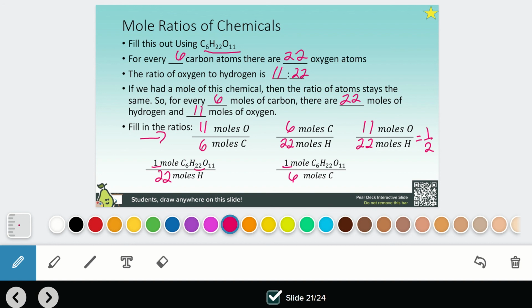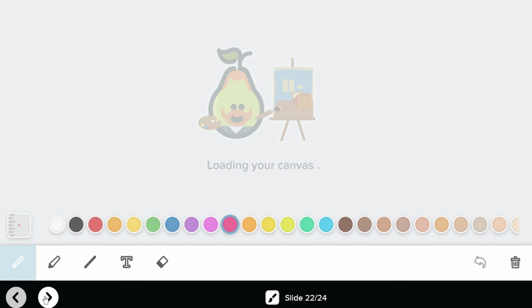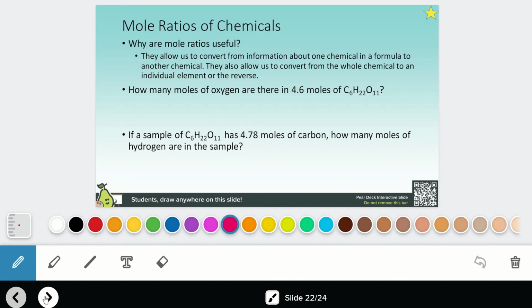All right, so we can form lots of different ratios. Now, what do we do with them? Well, we can do some calculations with them. It says, why are mole ratios useful? They allow us to convert from information about one chemical in a formula to another chemical, so one element to another. They also allow us to convert from the whole chemical to an individual element, or the reverse, go from an individual element to the whole chemical.